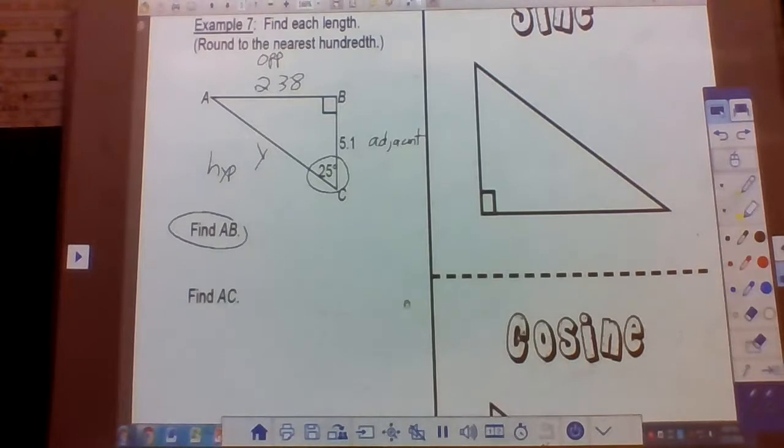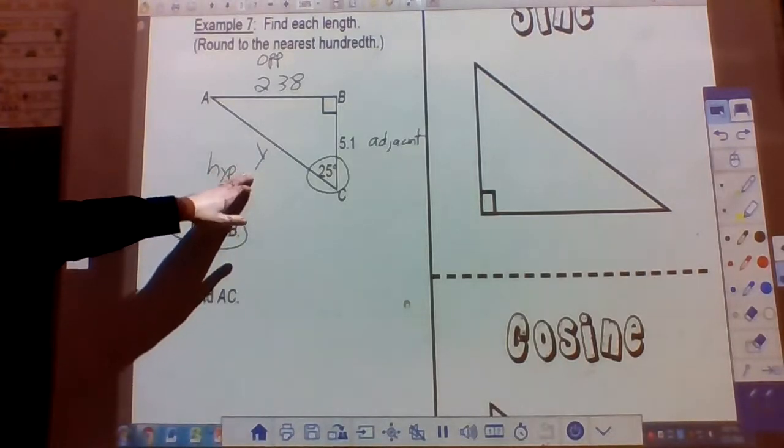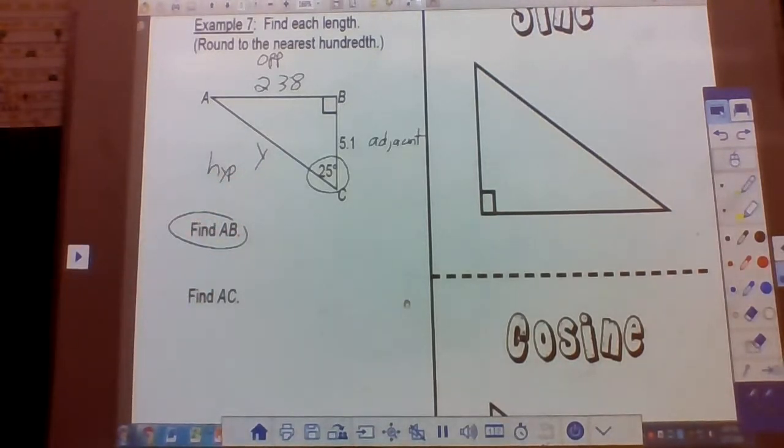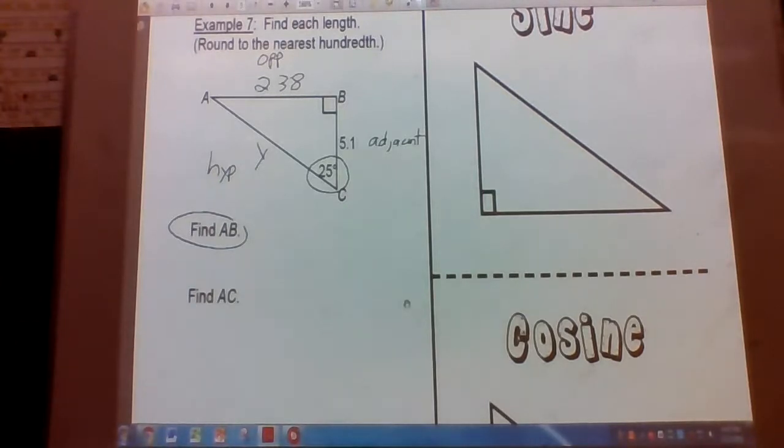Two different ways we can do it. But first of all, we're trying to find y, so we're trying to find the hypotenuse. That immediately eliminates tangent. We're trying to figure out which equation we want to use. It eliminates tangent because tangent is opposite over adjacent, so there's no way we'd be able to solve for y if it's not even part of the equation. From there, we can either use sine or cosine.